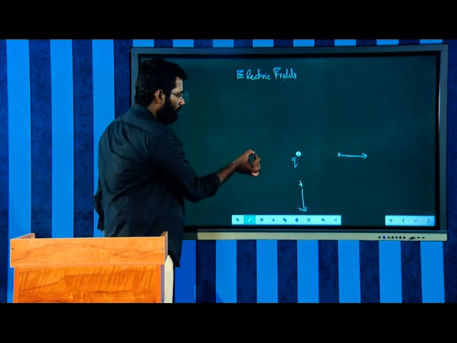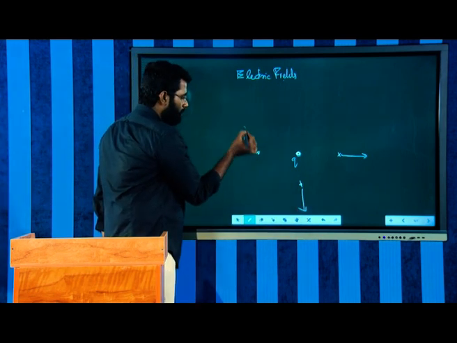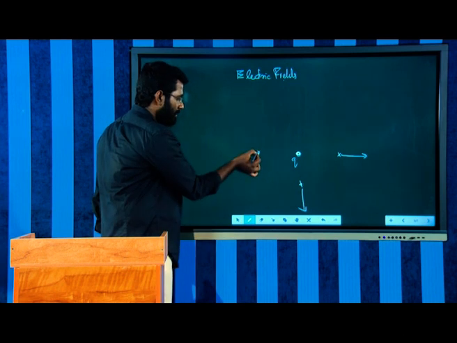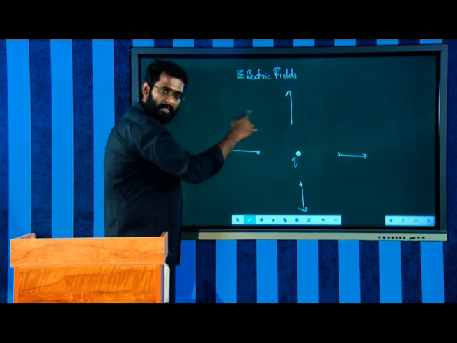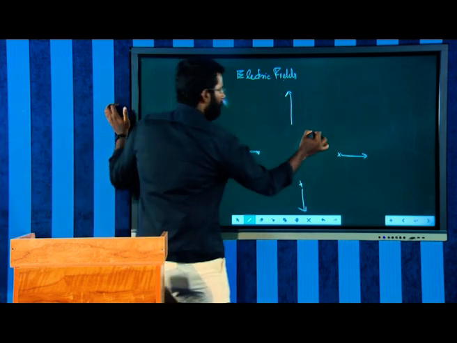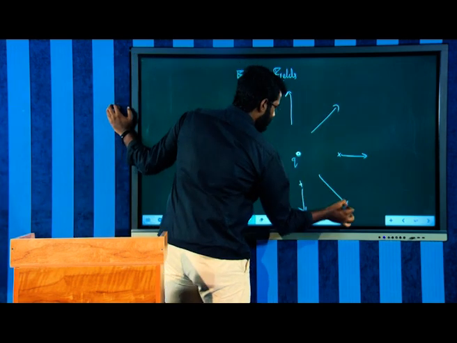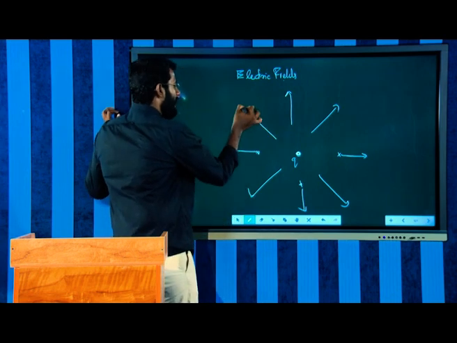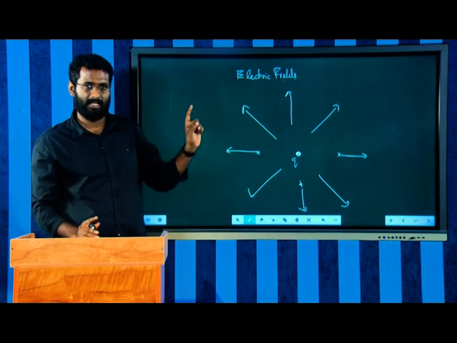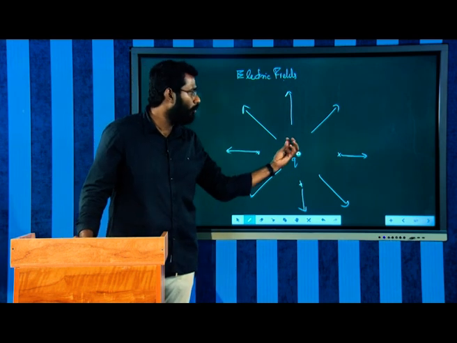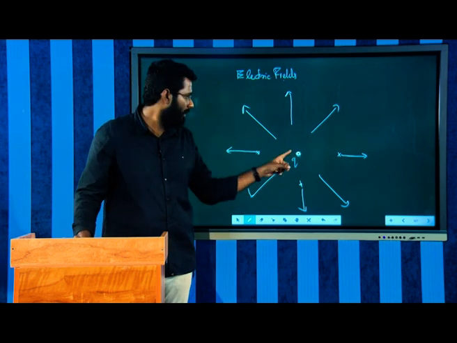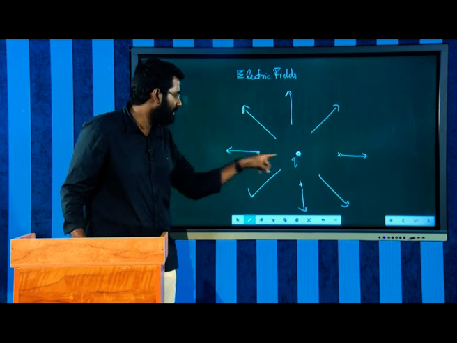And at this point, what would be the direction? Here also I am placing a positive charge, and they will repel, and here also they will repel, and I can do it for every point. So I will get something like this, that is the electric field around a single positive charge, which is always outwards, and you can see that is exactly the radius.